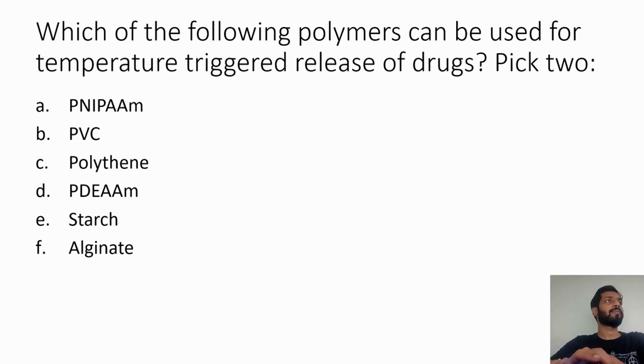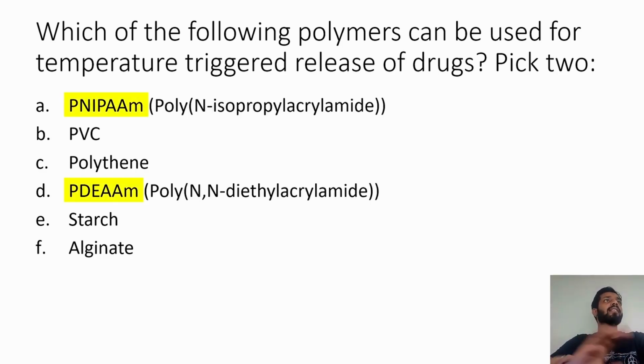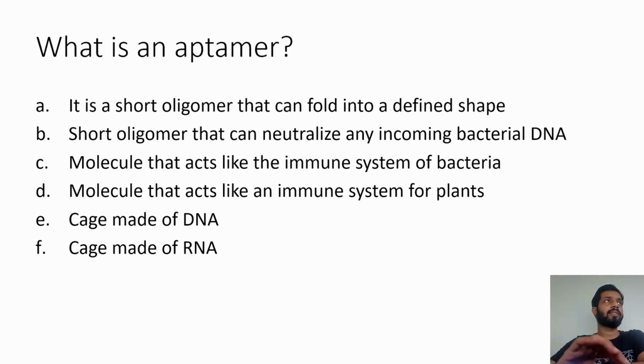Yeah. So PVC, polyethylene, starch, and alginate are regular polymers. They do not have a temperature-triggered release of drugs, but these two polymers, poly N isopropylacrylamide and poly N diethylacrylamide, they are temperature sensitive. So they have a very low LCST temperature, so they start shrinking at lower temperatures.